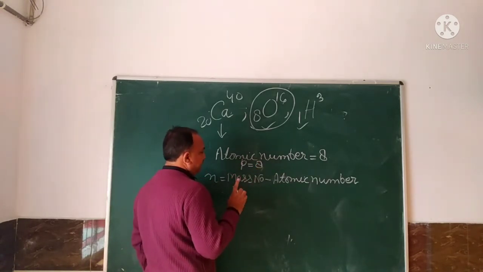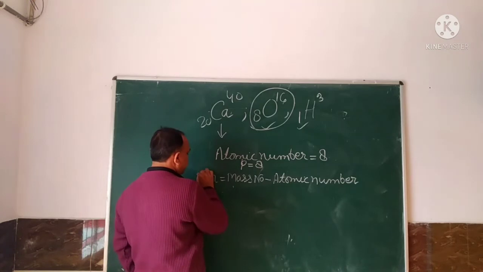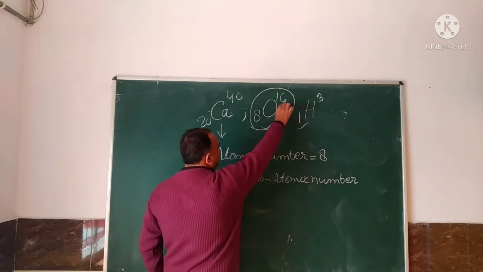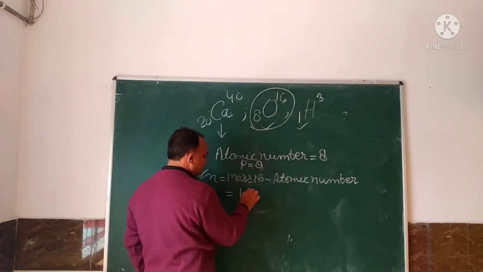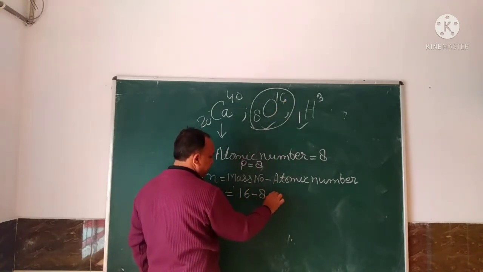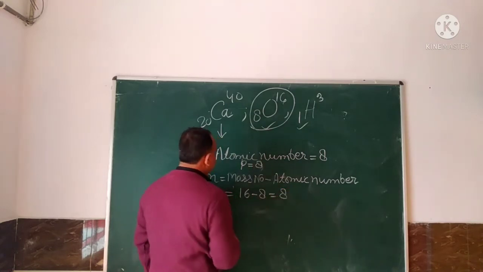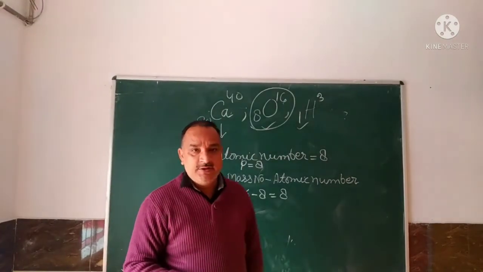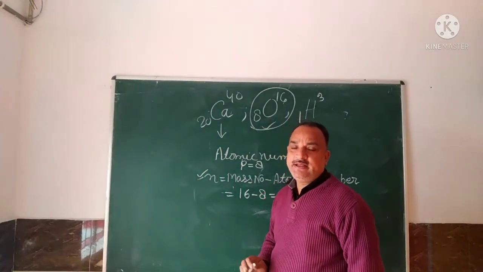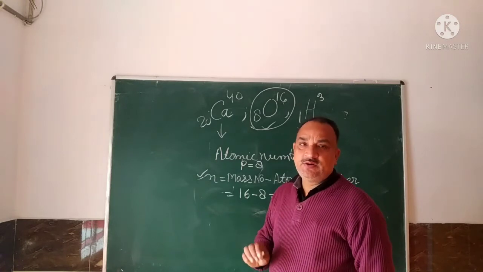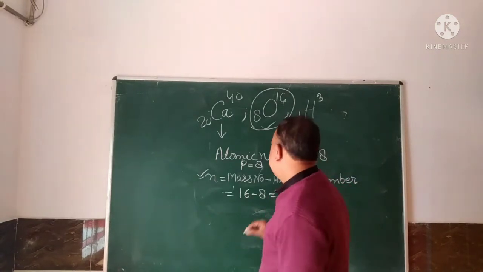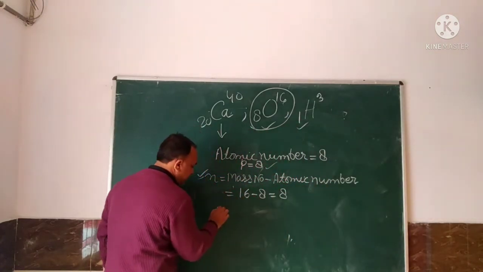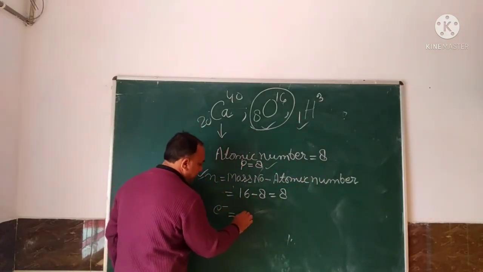Then we have the other one, the neutron. As you know, mass number minus atomic number. Mass number is 16 minus 8. That becomes 8. Now we find out the number of electrons. We must know that in an atom, positive charge is equal to negative charge. Its meaning is the number of protons is equal to the number of electrons. That means electrons will be 8.